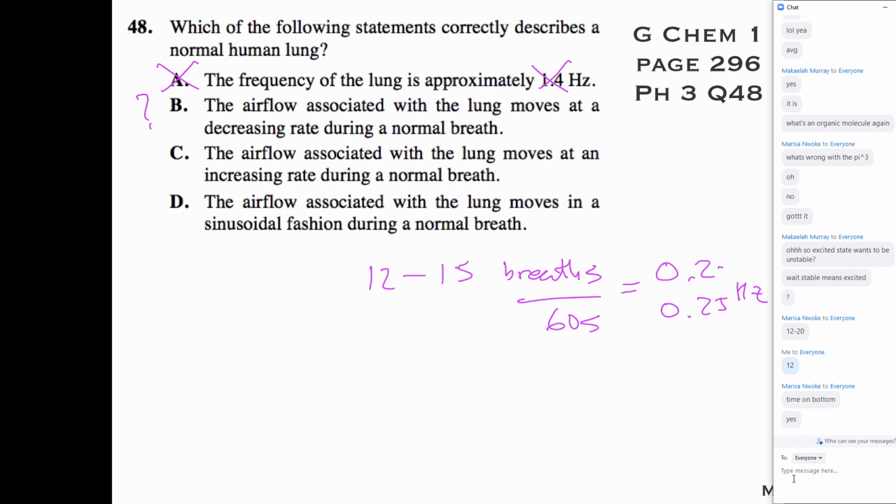The airflow associated with the lung moves at an increasing rate during a normal breath. Dang it. So which one is it? It increases, decreases, or does it increase, hit a max, then decrease back to 0? We exhale, and then during breathing in, we go from not breathing to breathing in to not breathing. So does it have to increase, then drop, increase, and drop? Meaning our breath, our lung is periodic. It follows a sine wave. So does that make sense? Does that seem reasonable? The number one's out. These hopefully seem okay. Tough question.